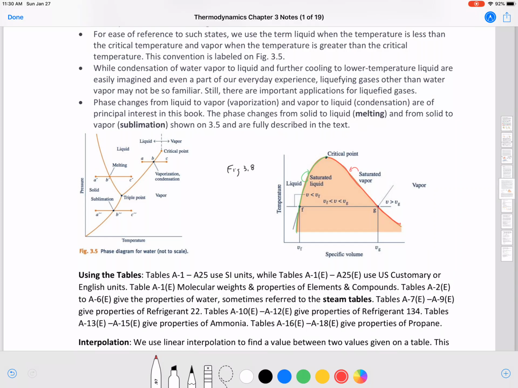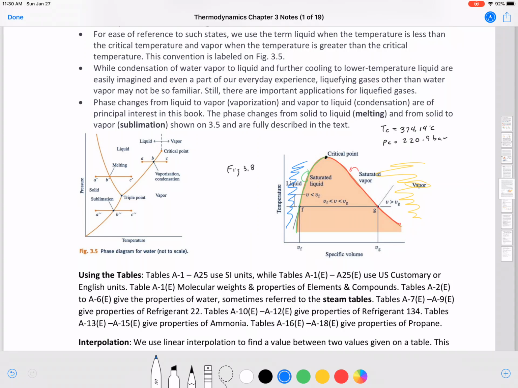And the critical point is tabulated, and we can find that. Again, for water, the critical temperature is 374.14 degrees Celsius, and the critical pressure is 220.9 bar. And that corresponds to this critical point here. If we're in the region over here, anything on this side of the dome is vapor, and anything on this side of the dome is liquid.